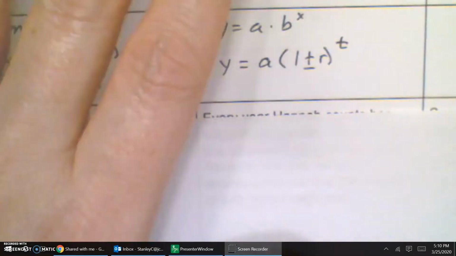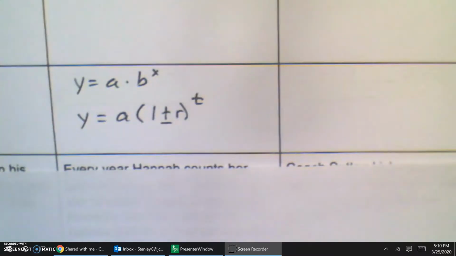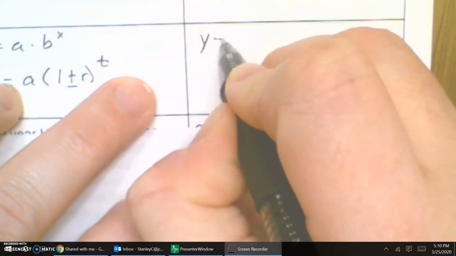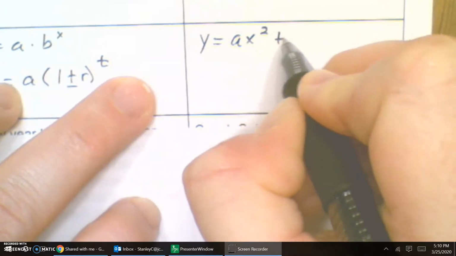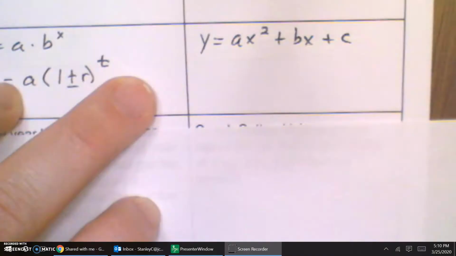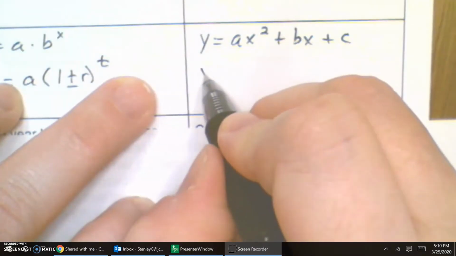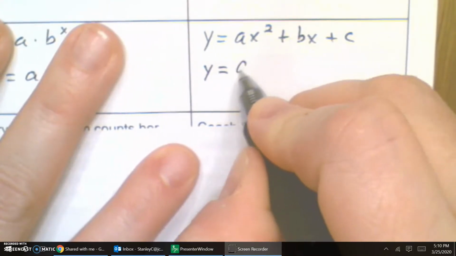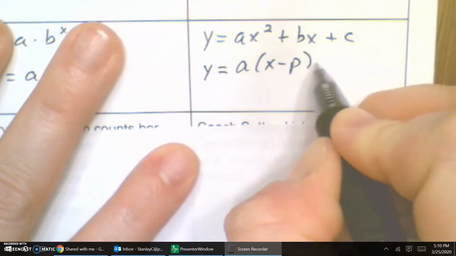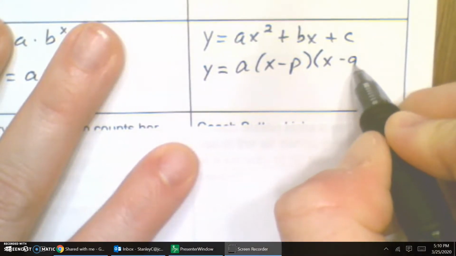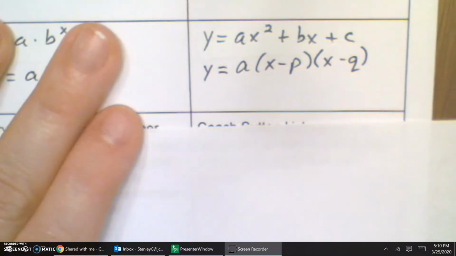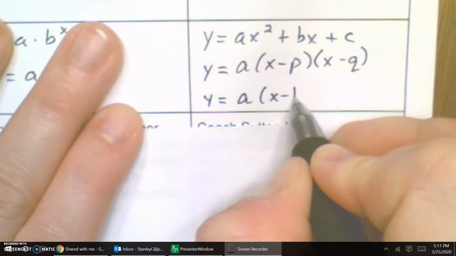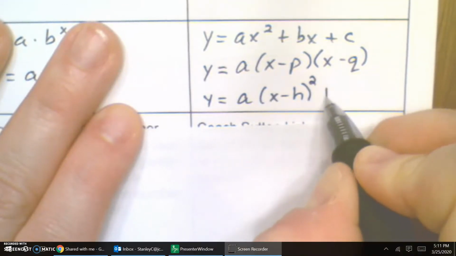And then our third model, the quadratic model, we have standard form, y is equal to ax squared plus bx plus c. We have a revenue form, y is equal to a times x minus p times x minus q. And then we have our vertex form, y is equal to a times the difference x minus h squared plus k.